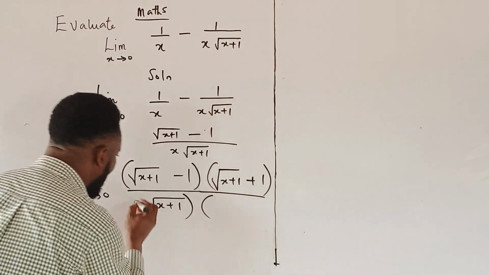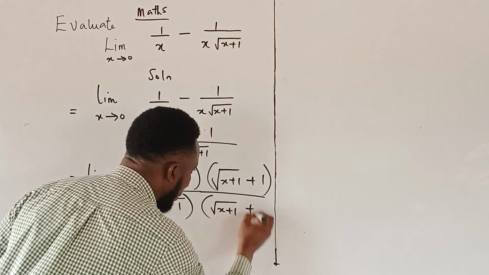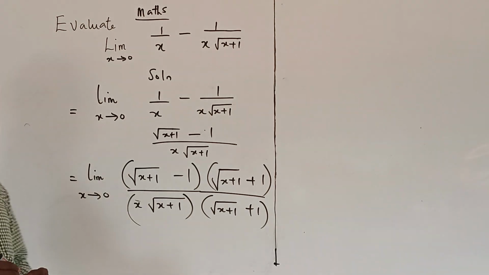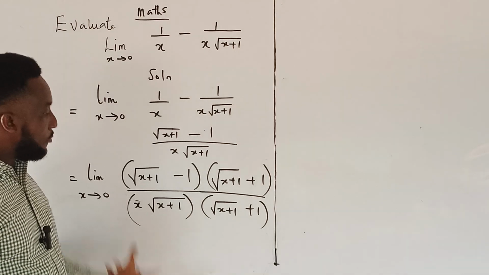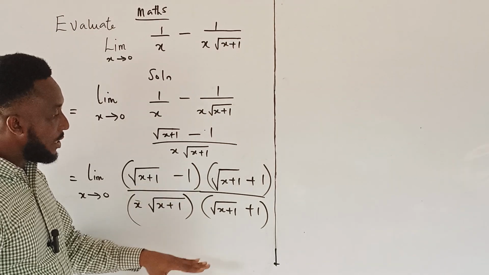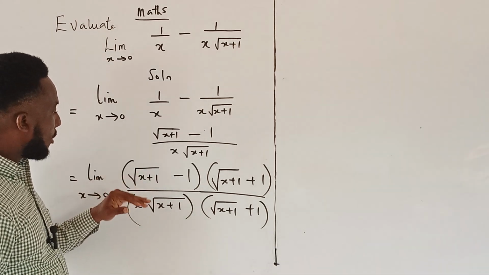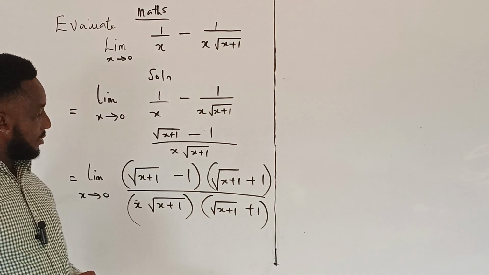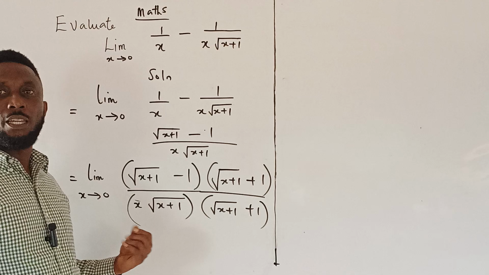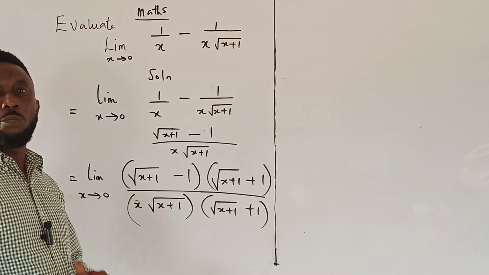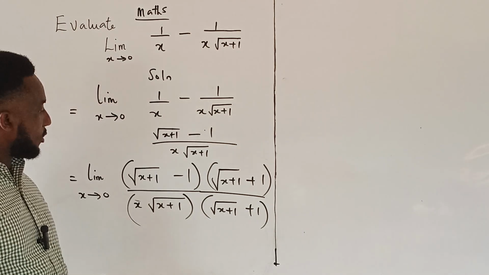Then I'll also multiply the denominator with the square root of s plus 1 plus 1. So this surd has been rationalized by multiplying both the numerator and denominator by the conjugate of this surd, square root of s plus 1 minus 1. So if we move forward, what we see on the numerator here is a difference of two squares, one of the most powerful tools in algebraic simplification and factorization.